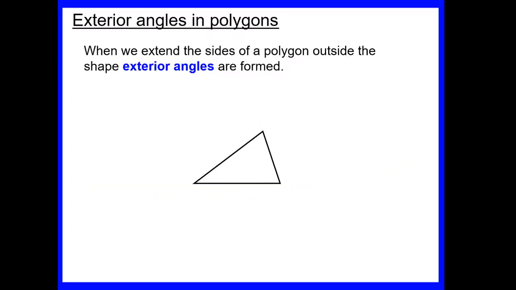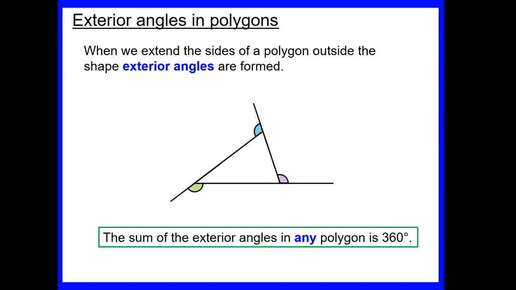Okay then, let's have a look at a bit more detail about these exterior angles. So we've got our triangle. To form an exterior angle, we need to extend the sides of our shape, and the exterior angle is the angle between that extension line and our shape. So we've got those three there. The sum of the exterior angles in any polygon is 360 degrees.